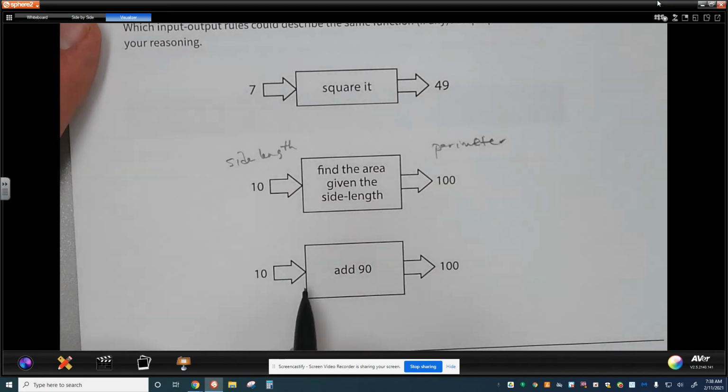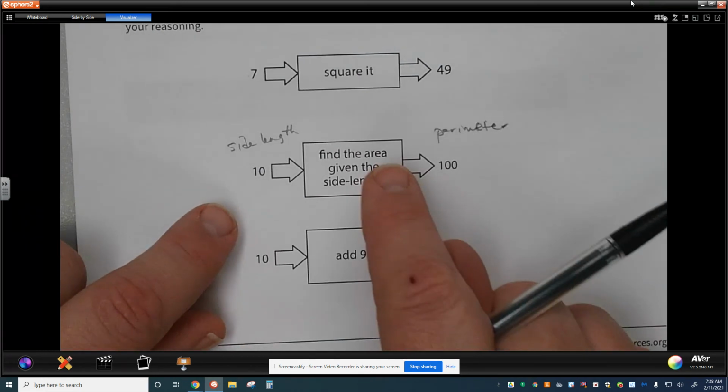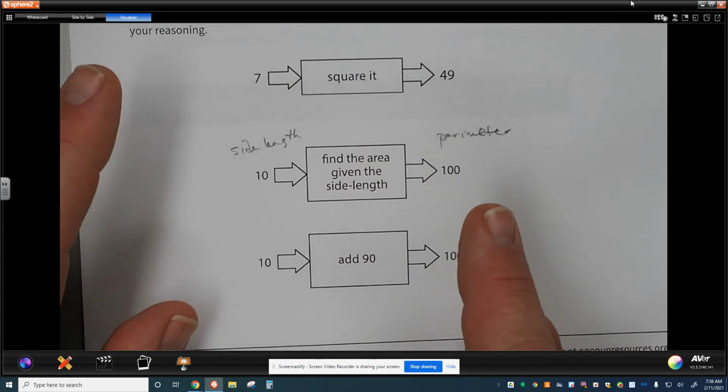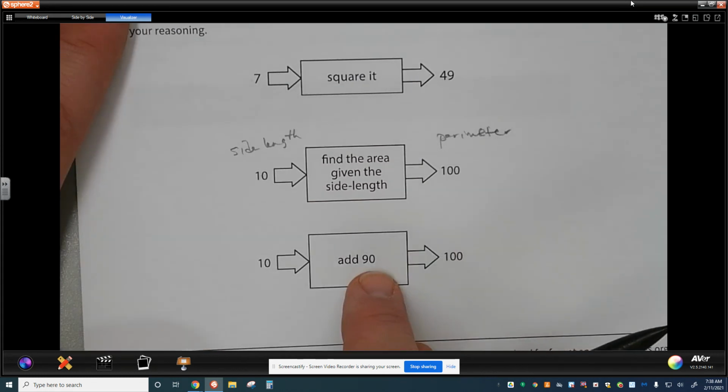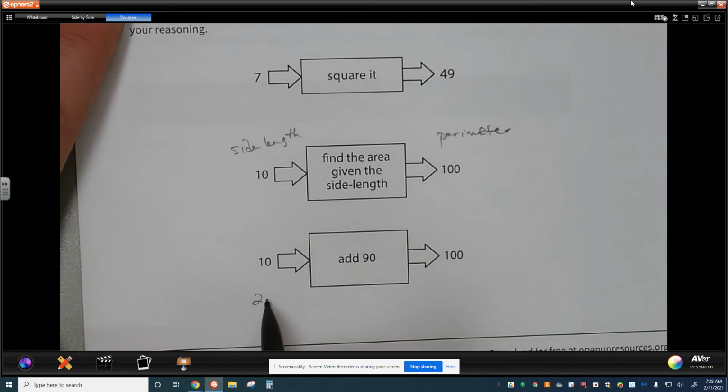And then down here, we just have any number and we add 90 to it to get 100. Now, I think the one that might stand out as the obvious answer would be these two as the two that represent the same function, but there's a key difference between them. This function right here is showing addition of 90. So if I changed my number right here to 20 and then I add 90, then I get 110. If I change it to 30, then I get 120.